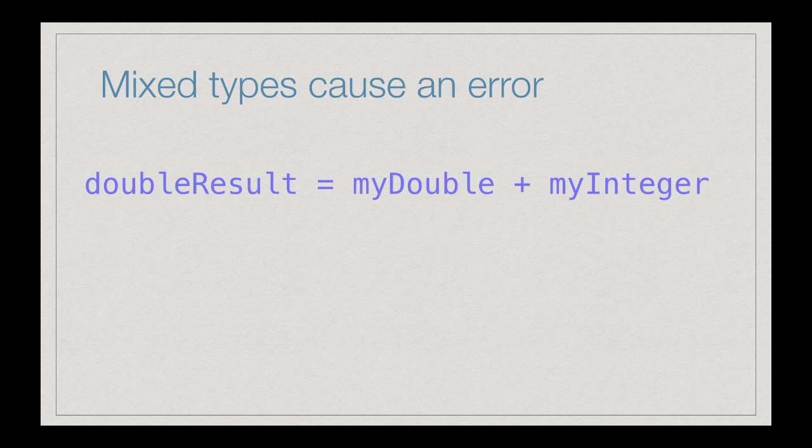In our last lesson, we left off with this not working: double result equals my double plus my integer. Swift does not let you mix types. This lesson, we'll learn a little bit more about types and then how we can get this to work.